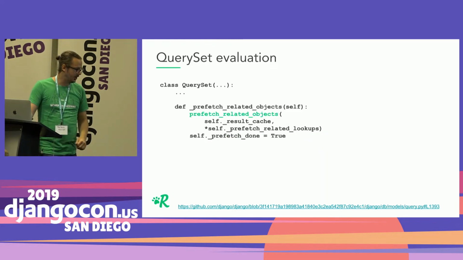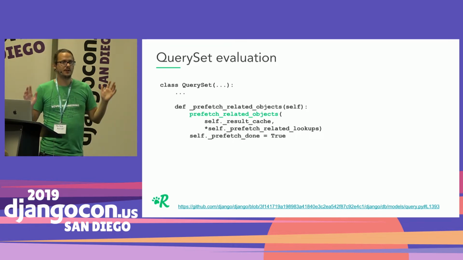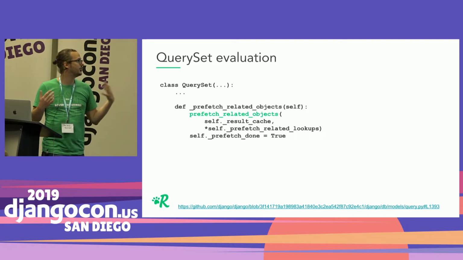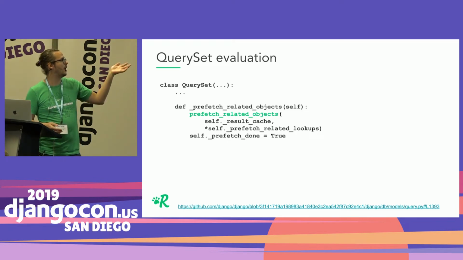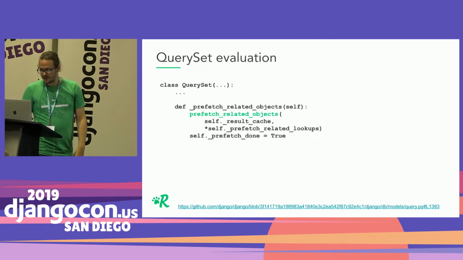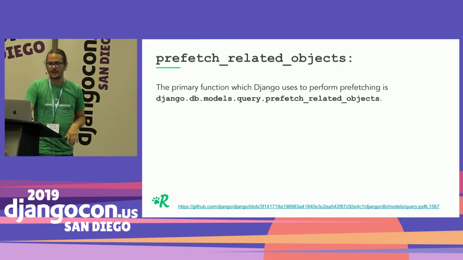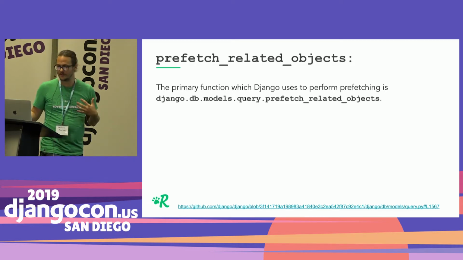And here, this internal method calls prefetch_related_objects. And it passes in the result cache, which is the list of, say in our case, the dog instances that we've fetched. And then it passes in the prefetch-related lookups that we've specified along the way. So we'll continue to drill down and take a look at prefetch_related_objects. This is the primary function that Django uses to perform prefetching.